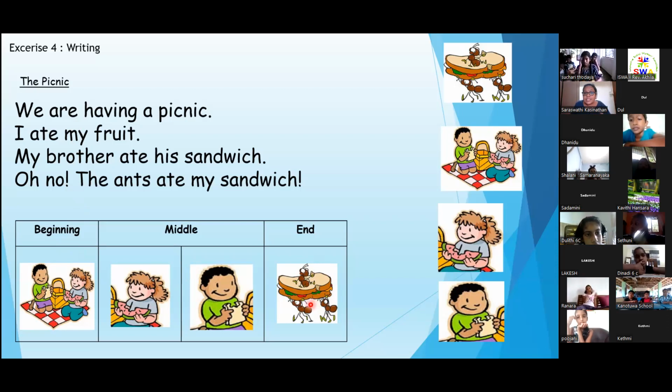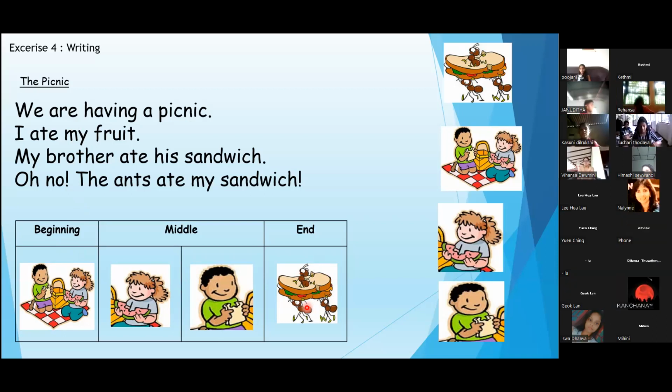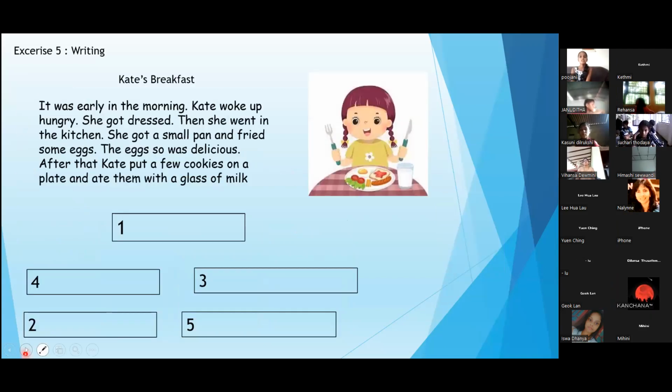So this makes the plot of the story. It's like watching a movie. When you watch a movie, the movie has a beginning, has a middle, and there must be an ending. If not, the movie is not very nice anymore. Likewise, when you write a story, it's always important to have this component in your story. Next.